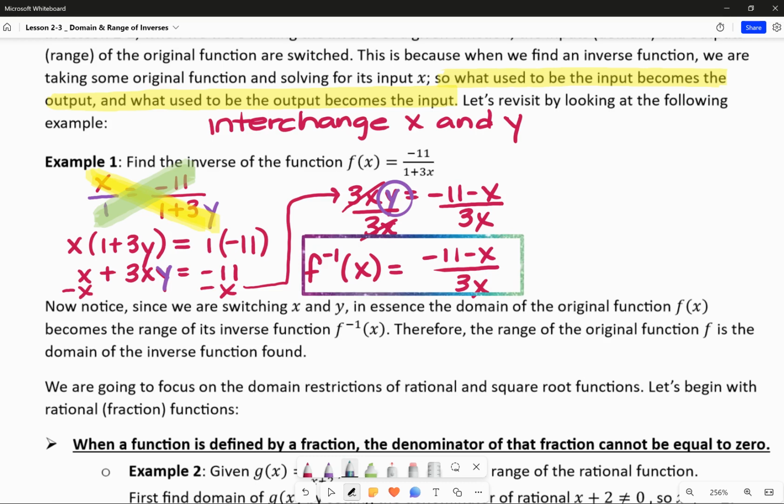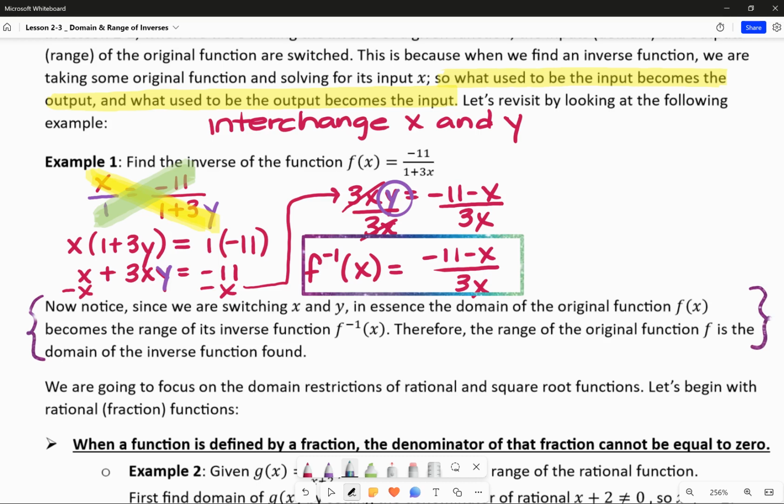And so we're going to use this method of solving inverses a little bit throughout this lesson. So again, in this little paragraph that follows, we're just recapping. Now notice, since we're switching x and y, in essence, the domain of the original function f of x becomes the range of the inverse function, and the range of the original function is the domain of the inverse function. So this here is key when being tasked with finding the domain and range of an inverse.